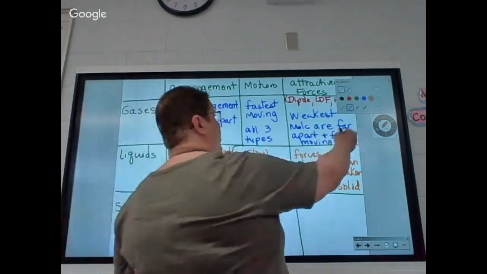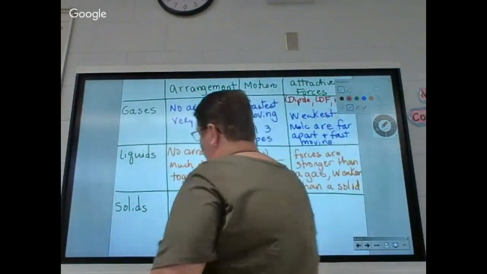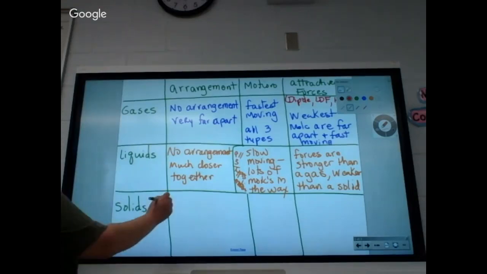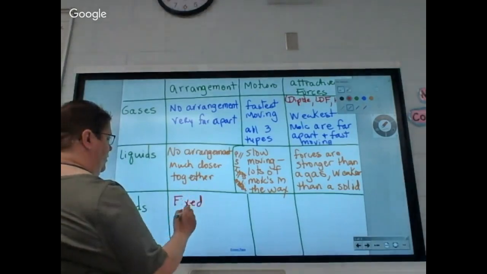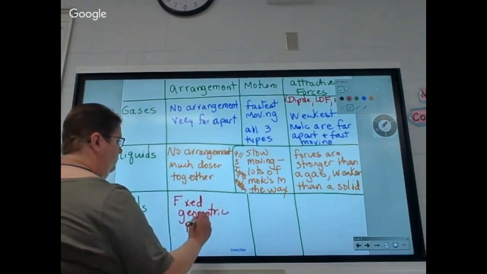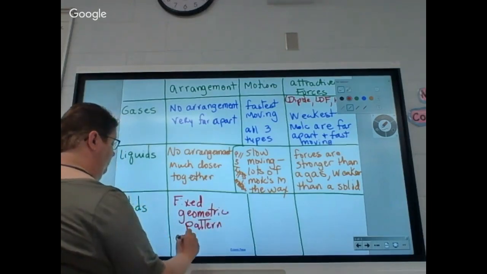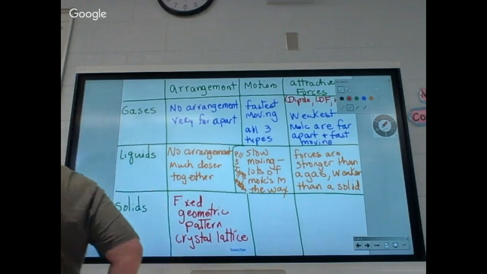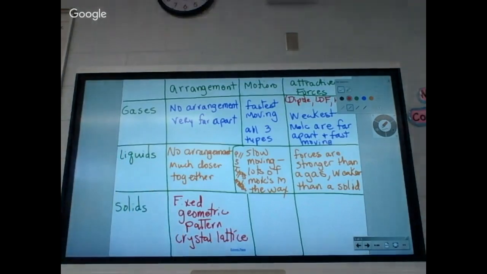All right, the last one we have is the solid and how it compares to the other three. Tell me about a solid. What would its arrangement look like? Solids have a fixed geometric pattern. Do we remember that? So they're like in perfect shape. Yep. They have a crystal lattice.